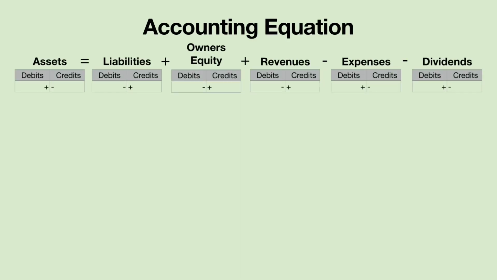This is the accounting equation. Assets equal liabilities plus owner's equity plus revenues minus expenses minus dividends. In this video, I want to define each of these 6 categories of accounts. Then I want to list most of the accounts that we will use in first semester. And then I want to talk about the 4 financial statements.